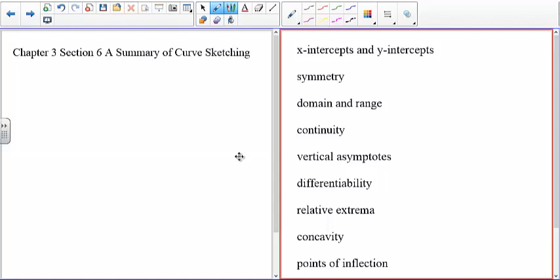We've talked about continuity in this class. Usually where we're discontinuous for most cases is where you have vertical asymptotes. That's where the denominator of a rational function equals 0. If it's differentiable, then we should be able to find relative extrema using either the first derivative or the second derivative test.